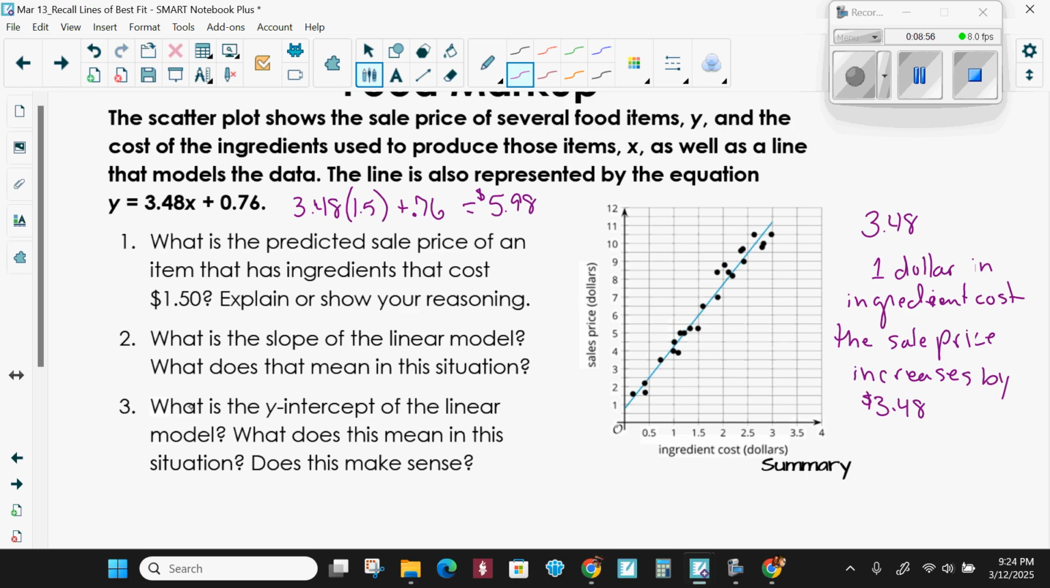Okay, what is the y-intercept of the linear model? Well, that would be 76 cents. So it says, what does this mean in this situation? That means that if the ingredients cost nothing, the sale cost is 76 cents. Does this make sense? No, it doesn't, because you have nothing to make, therefore you can't charge anything for nothing.